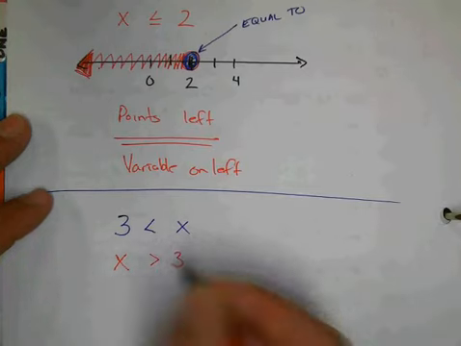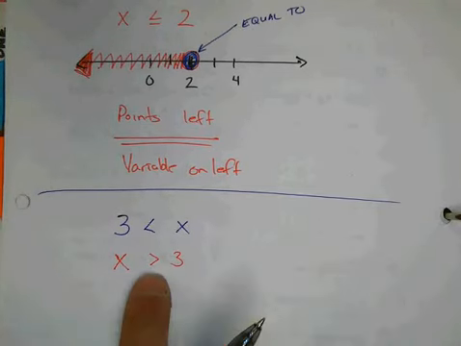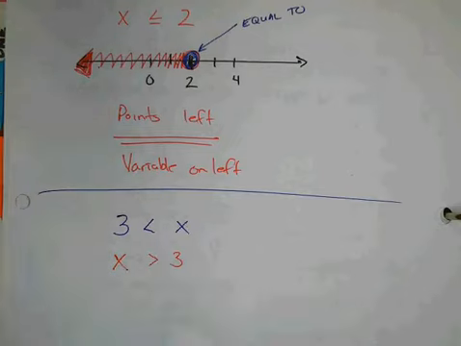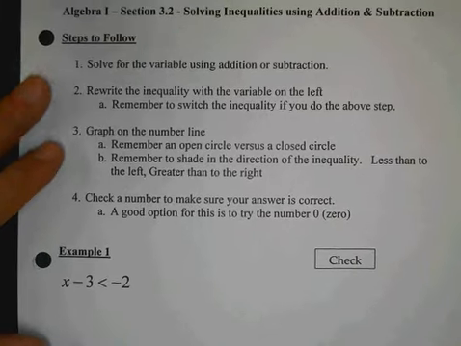Then we do the exact same thing. Someone tell me which way will this one shade? To the right. Open circle or closed circle? Open. Okay. So that's a review from section 3.1. All right. Slide over. Let's look at section 3.2. Let's just review these steps here at the top.